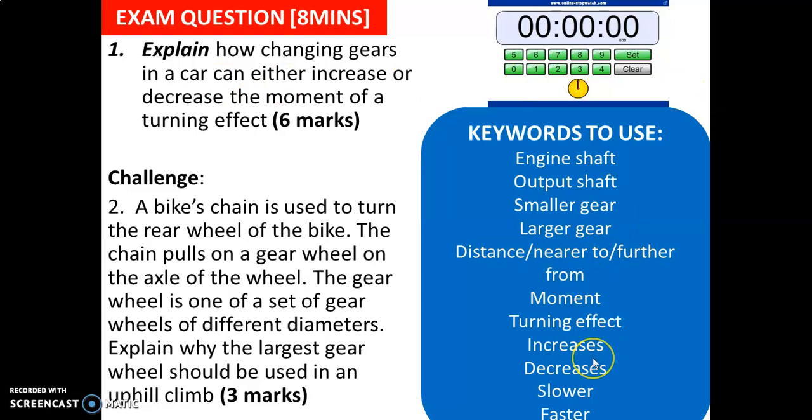Use these keywords to help you in your answer. Your challenge is about a bike's chain, which is used to turn the rear wheel of the bike. The chain pulls on a gear wheel on the axle of the wheel. The gear wheel is one of a set of gear wheels of different diameters. Explain why the largest gear wheel should be used in an uphill climb.